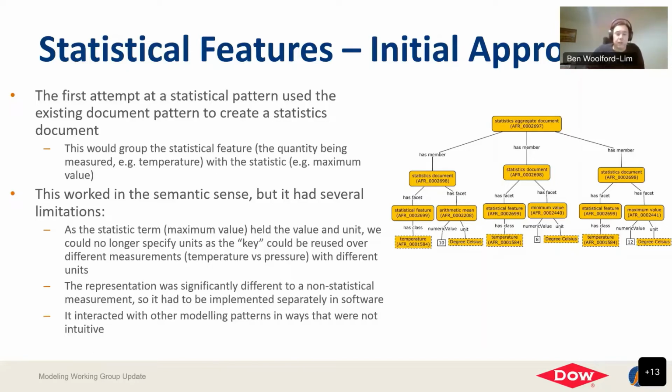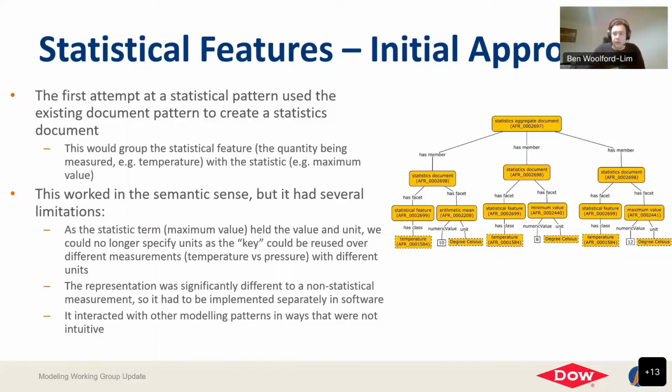The other issue that was raised, again, particularly from our DAO colleagues, was that the representation for these statistical constructs was actually quite a lot different to a standard temperature has a value and a unit. Now we have arithmetic mean that has a value and unit, and you've got to look somewhere else to find that it's a temperature. It was different enough that it had to be implemented quite differently in software, which added a certain amount of challenge to working with that approach. We also found that it interacted differently with other modeling patterns that we had, so when we had other constructs that required extra information.